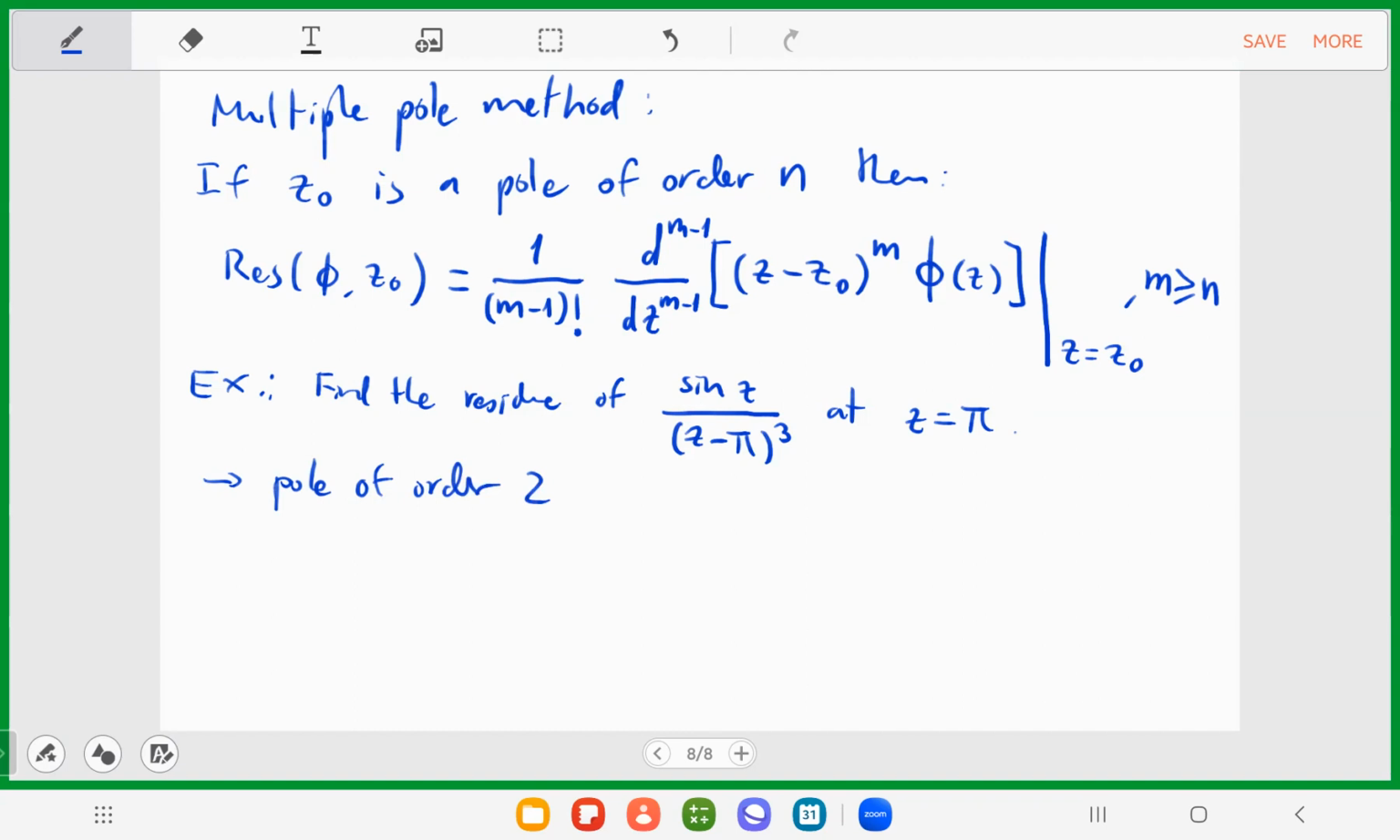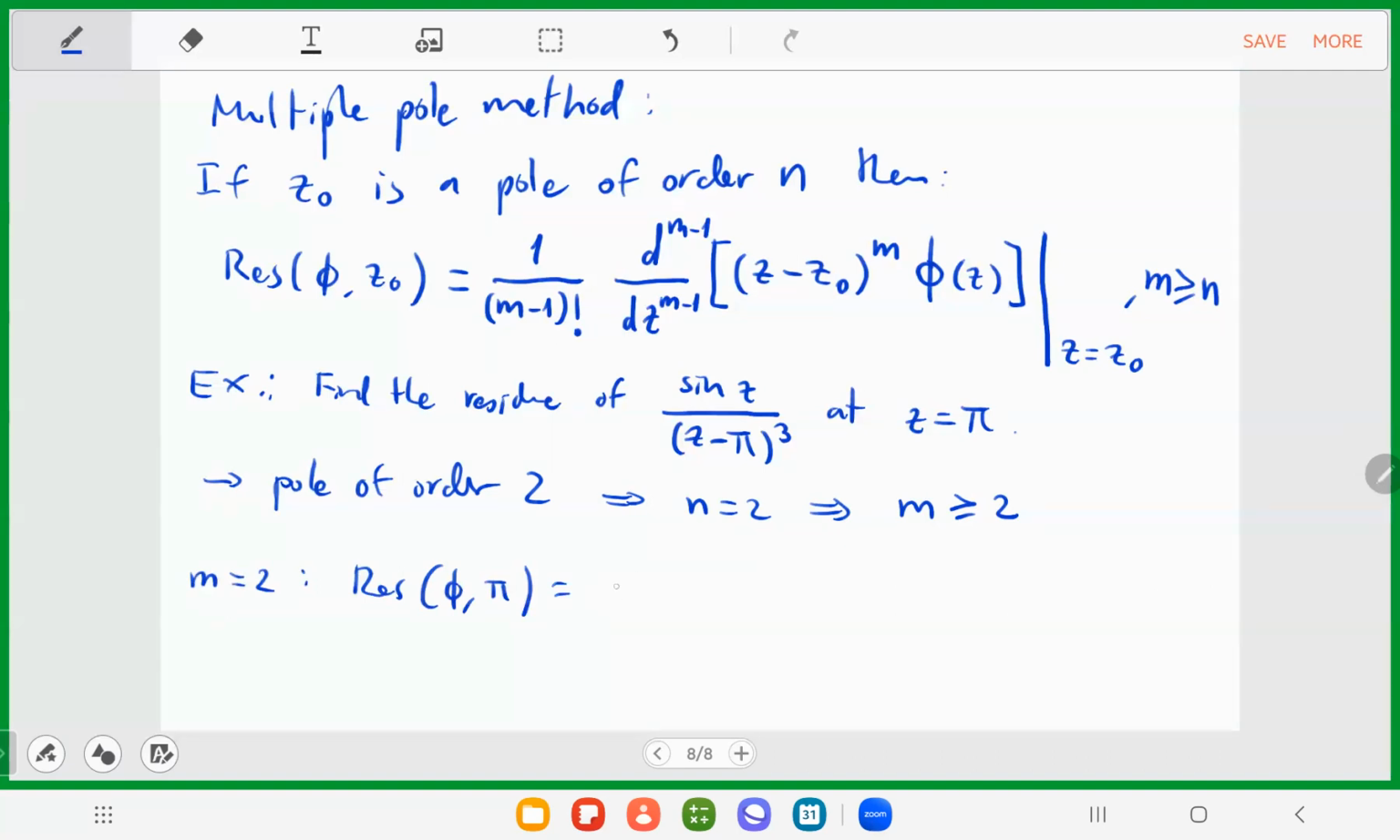Did we see something like this? Well, anyway, if it's a pole of order 2, that means we can apply the method for n equal 2. That means m can be any number that is 2 or larger. So normally you will think the smaller would be the better, right? So we could take m equal 2.